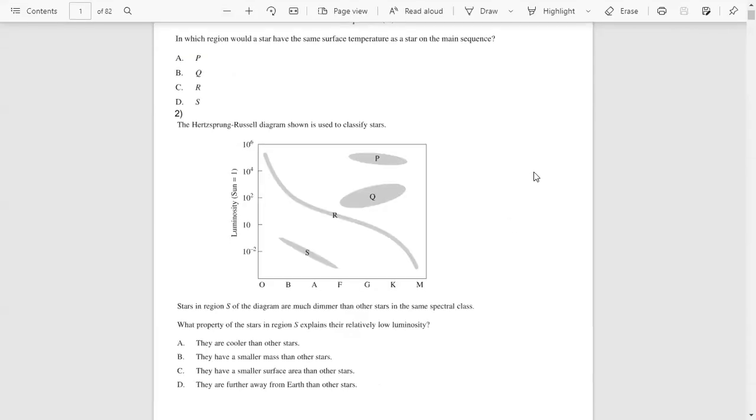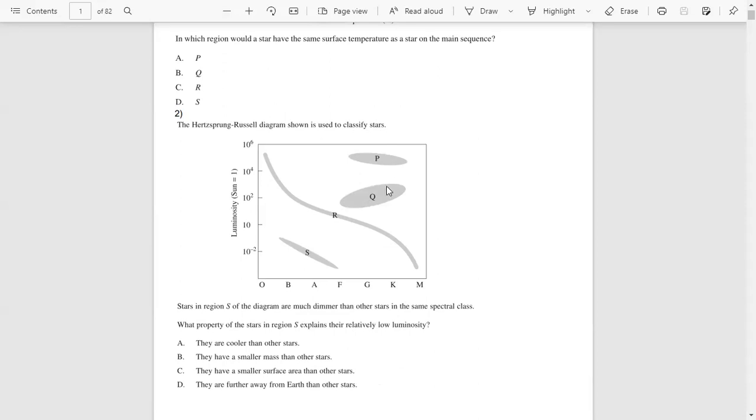Take a look at question 2. The Hertzsprung-Russell diagram is used to classify stars P, Q, R, and S. Stars in region S of the diagram are much dimmer than other stars in the same spectral class. Which property of stars in region X explains their relatively low luminosity? So remember, R is clearly your main sequence.